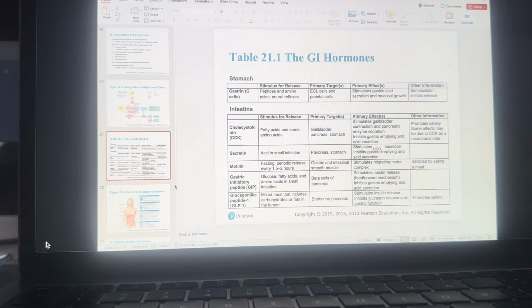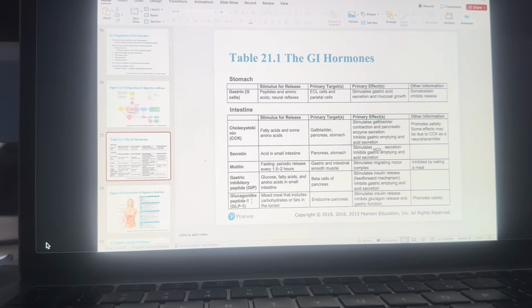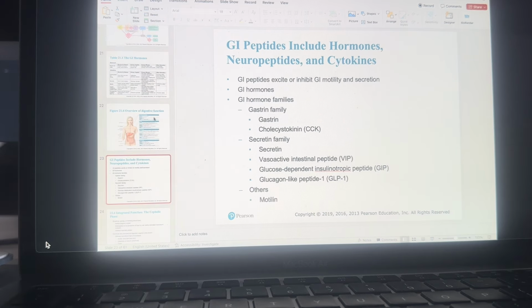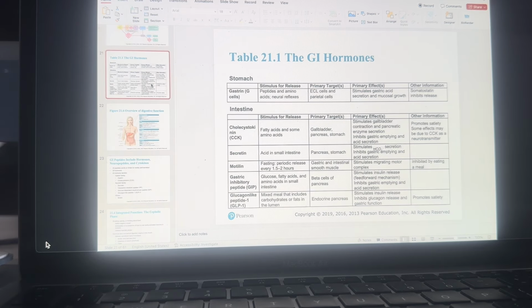So make sure you know the basic functions of these, right? Because they'll show up, and we'll talk about what is the function of GLP-1. It promotes satiety, it stimulates insulin release, right? What is the function of motilin? It stimulates migrating motor complexes and it controls the movement of food, right?